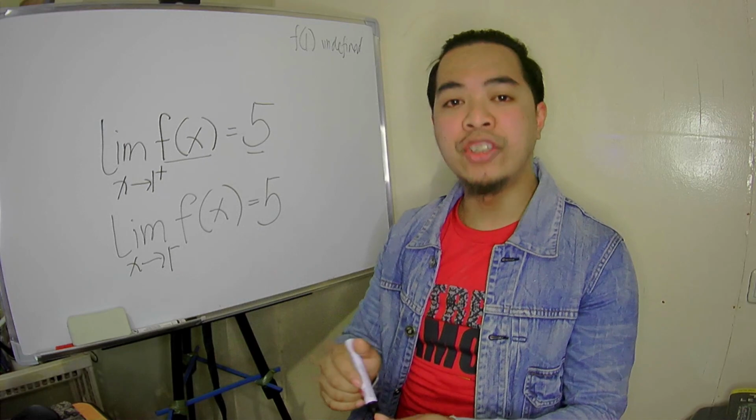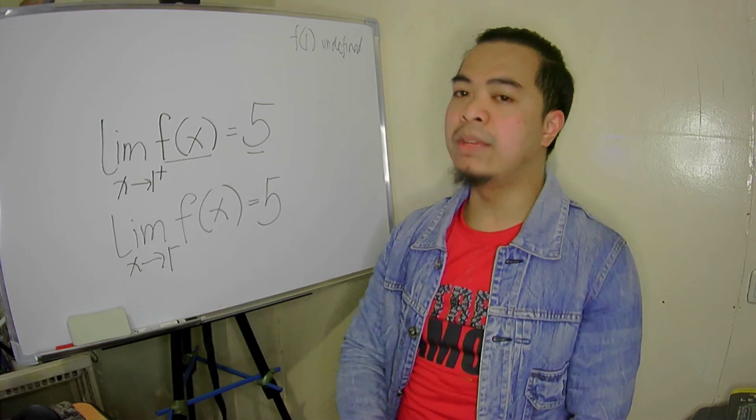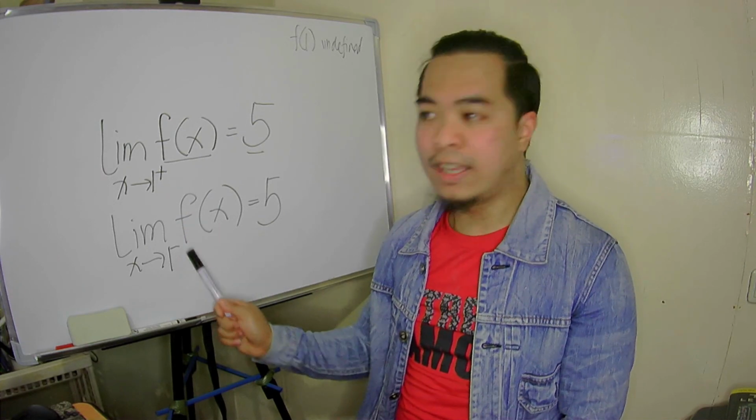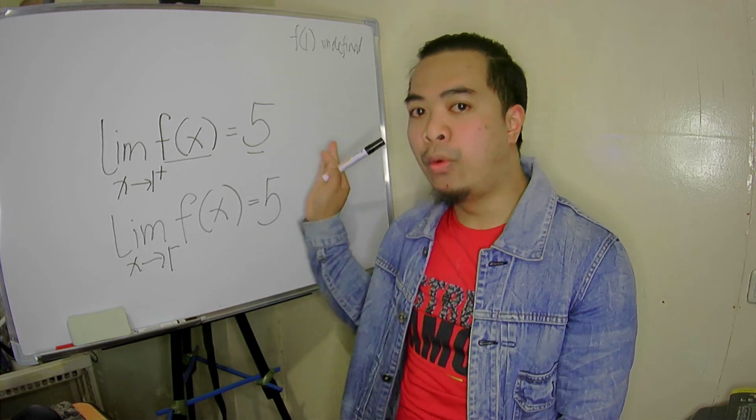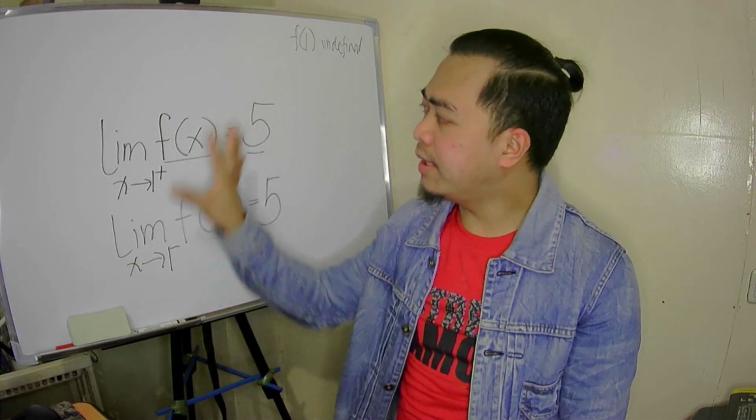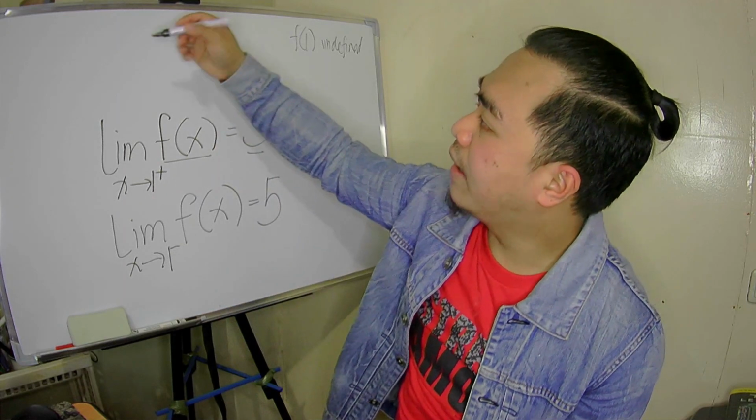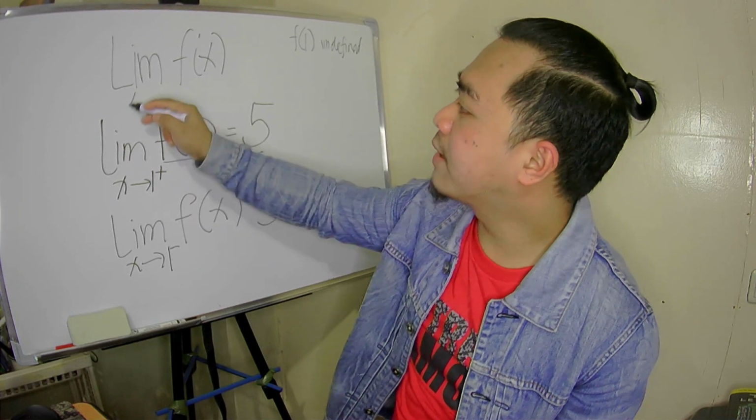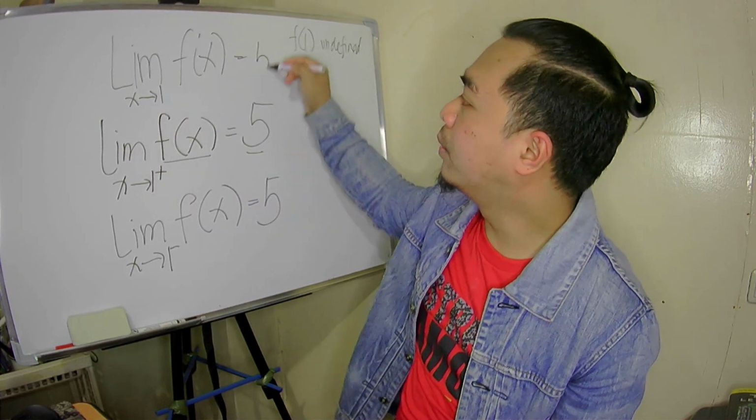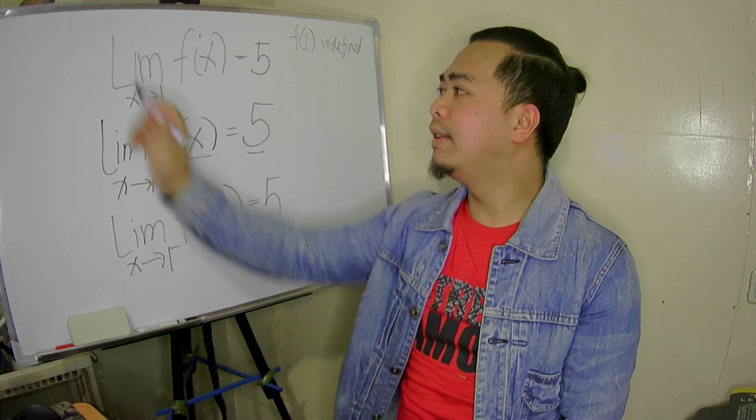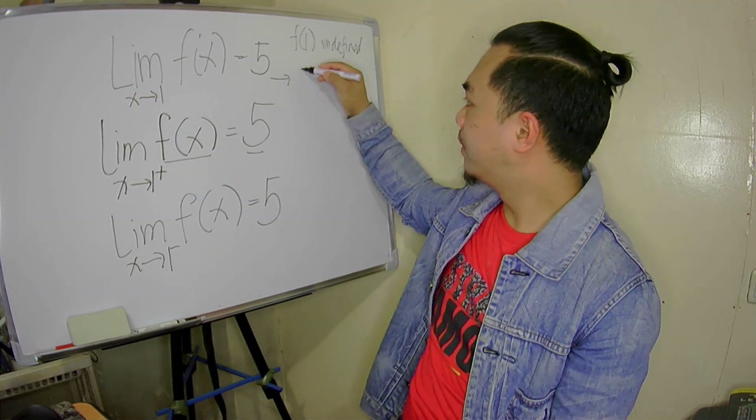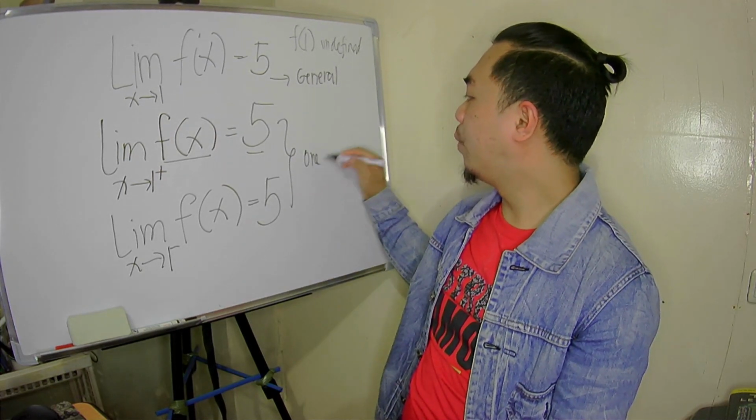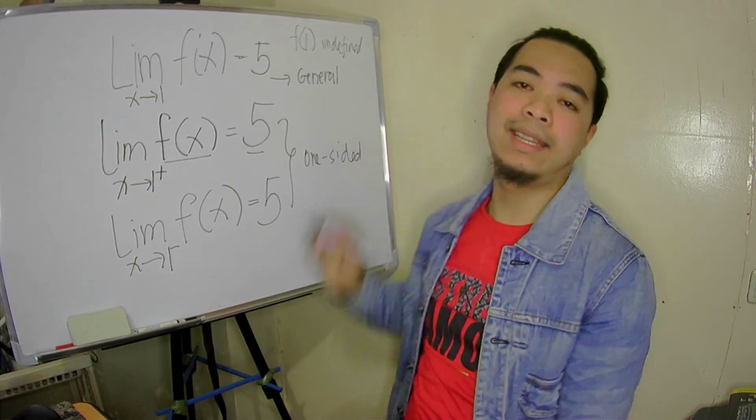Ngayon, ang gusto natin, a general limit. Anong ibig sabihin ng general limit? Hindi naka-specify kung coming from the right yan or coming from the left. General. It's coming from both sides. Because this is the situation, we can say actually that the limit of f of x as x approaches 1 is equal to 5. This is the general limit. Ito yung tinatawag natin na one-sided.